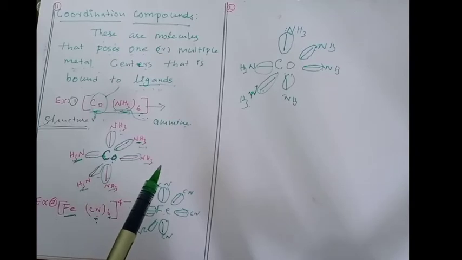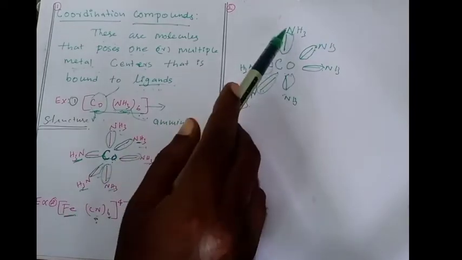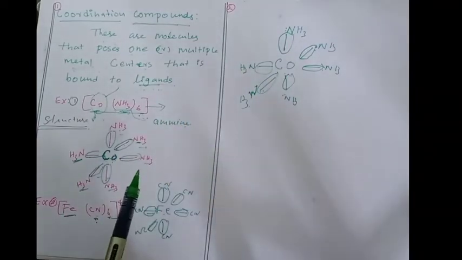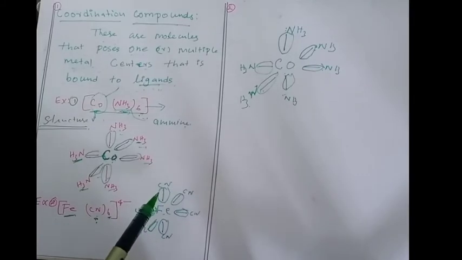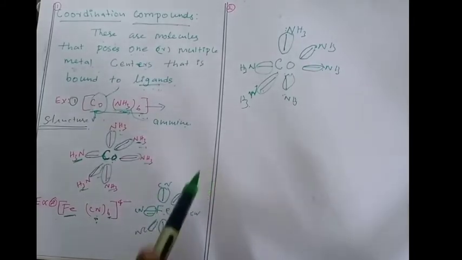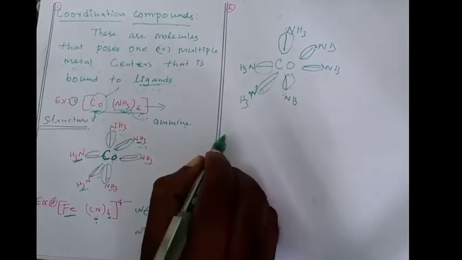How is a bond formed? Electron sharing or donating, that's all. Here the ligand donates the electron to the central metal atom to make the bond, that's it. So this is your test yourself.